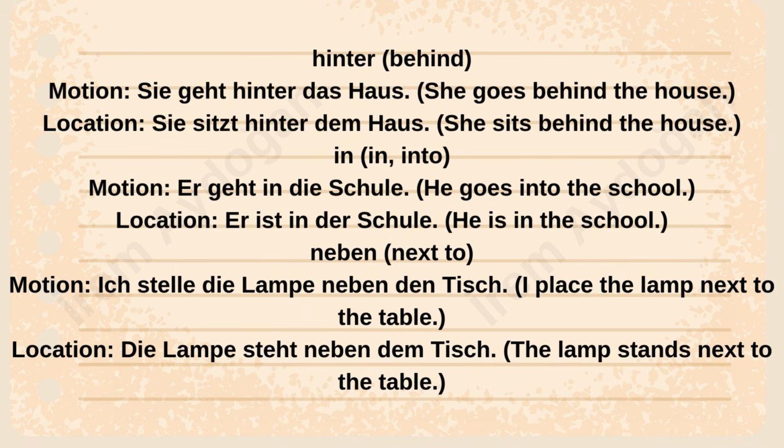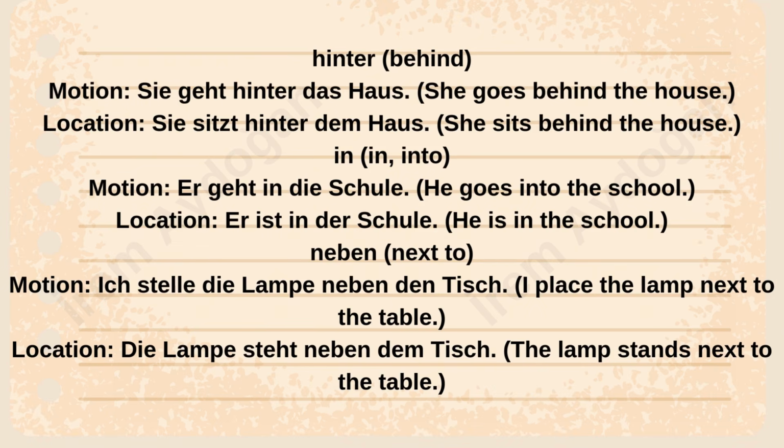And the next one, neben, means next to. The motion: "Ich stelle die Lampe neben den Tisch." I place the lamp next to the table. This is the accusative form. The location example is "Die Lampe steht neben dem Tisch." The lamp stands next to the table. This is the dative case example.